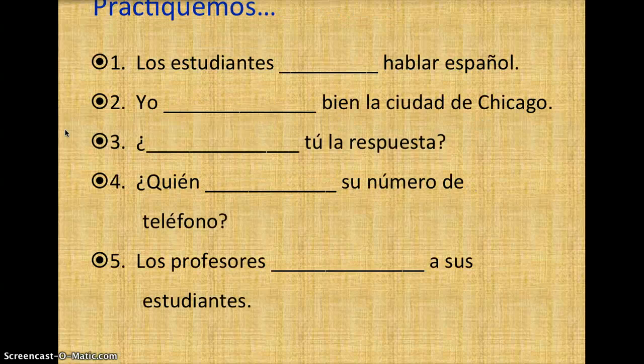Practiquemos. Okay, here is where you're going to pause the video, do the practice problems, and then play it to check your answers. Remember, look for clues in the sentences, like infinitive verbs, question words, etc. Buena suerte.